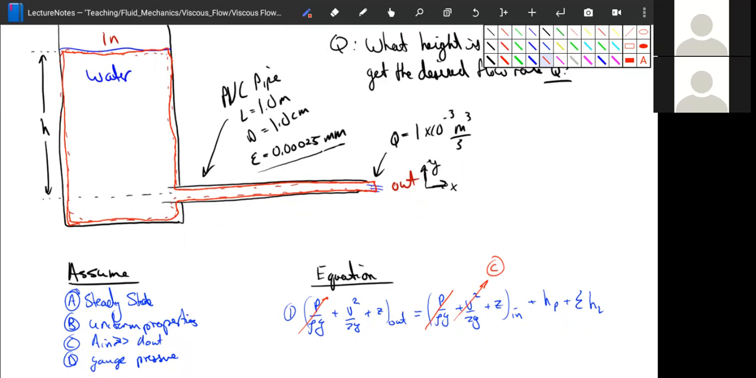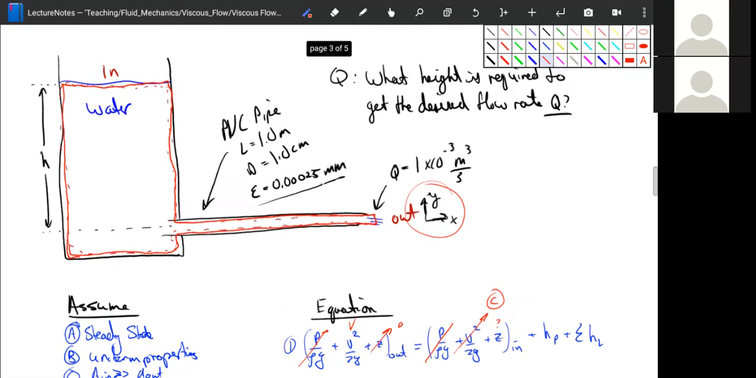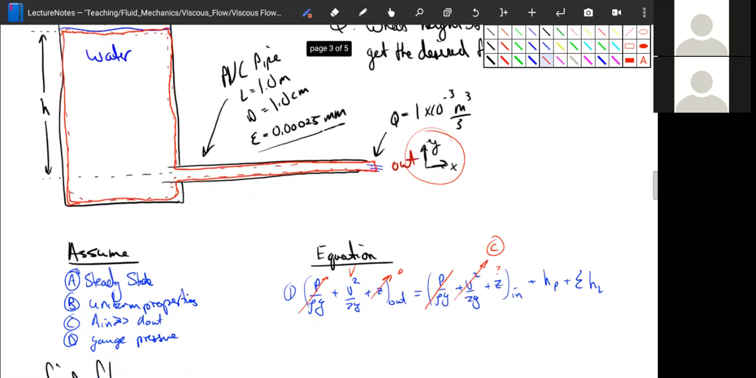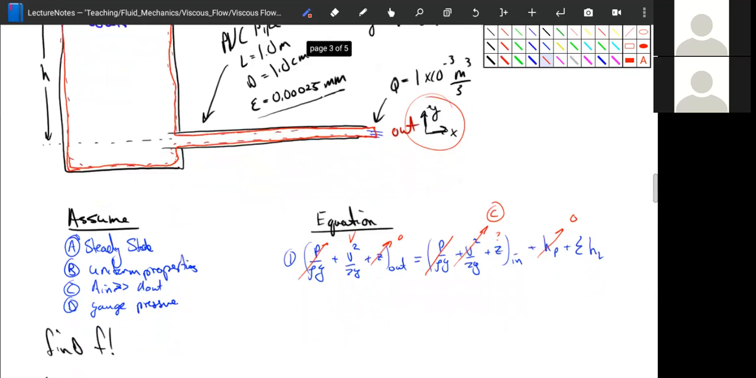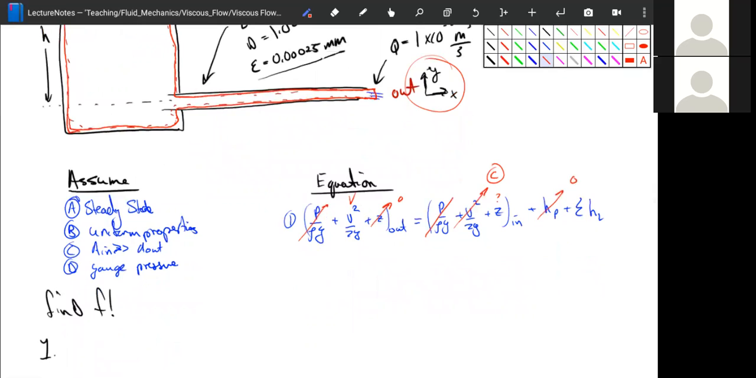We know our V out because we know our flow rate and we know our diameter, so we can calculate that. Our z out is going to be 0 because of how we've chosen our coordinate system. And our z in is what we're solving for because we want to know what height is required to get our flow rate Q. There's no pump in our system and we just have to worry about our flow rates. Excellent.